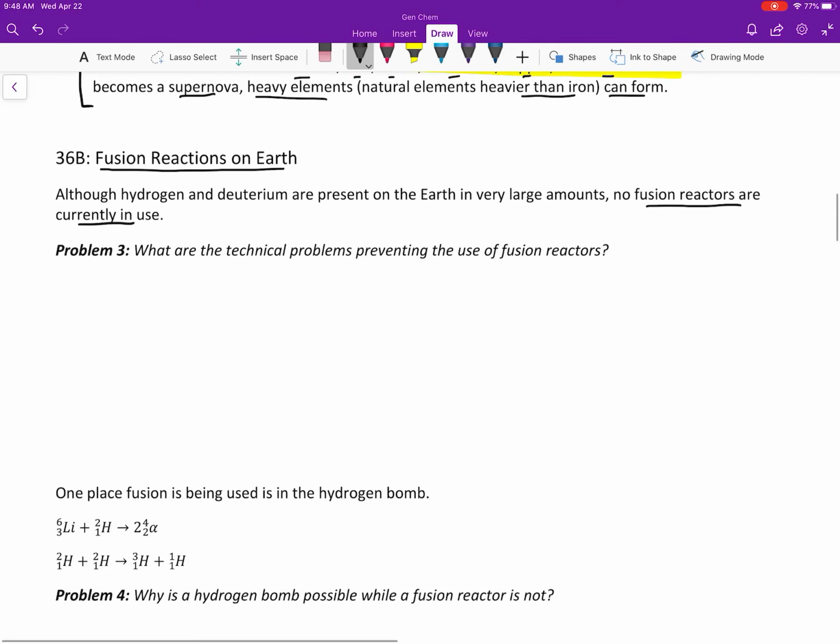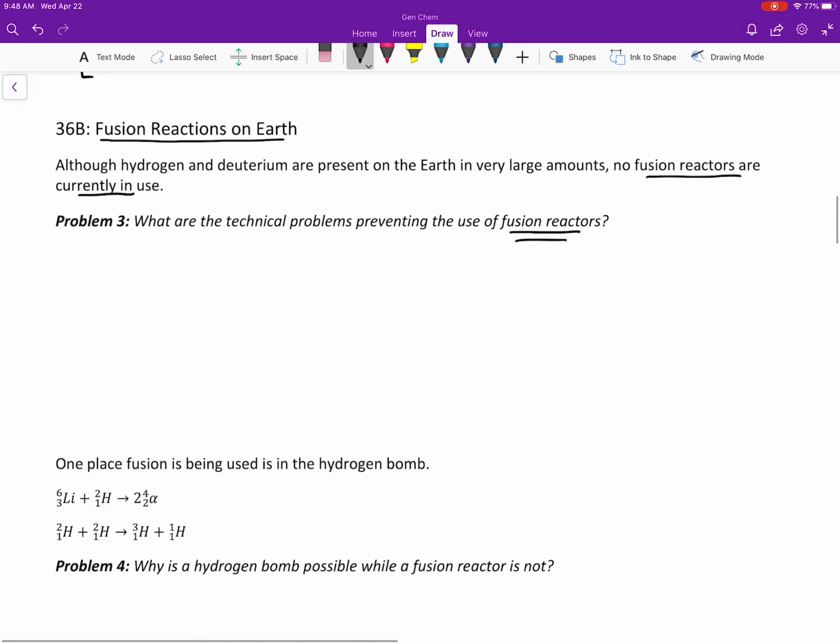So what are the technical problems preventing the use of fusion reactors? Okay, so what are the things that are making it difficult for these scientists? Well, the first is that there's a requirement of very high temperature. So fusion reactors require very high temperatures, and you can think about our sun as an example. The problem with that is we just really don't have the materials that can house something that's reacting at that temperature. Things would melt.